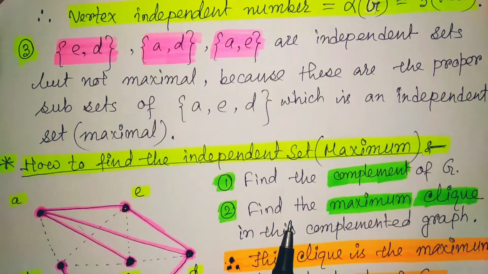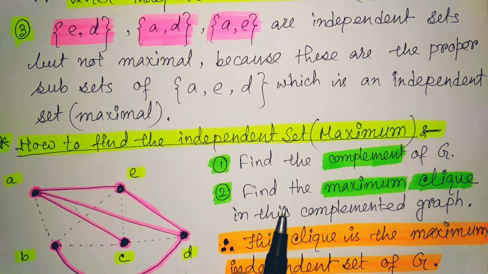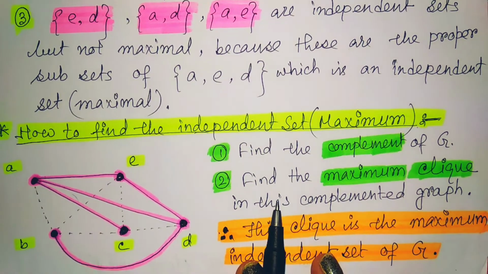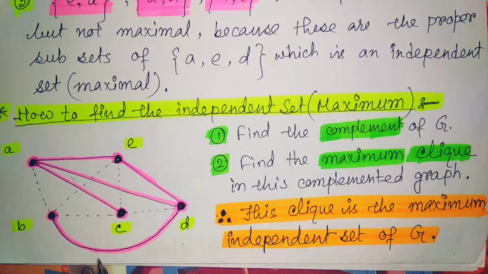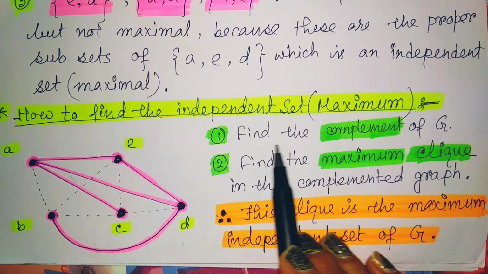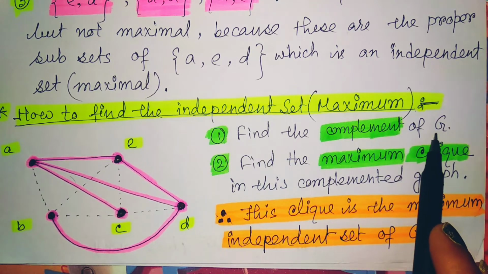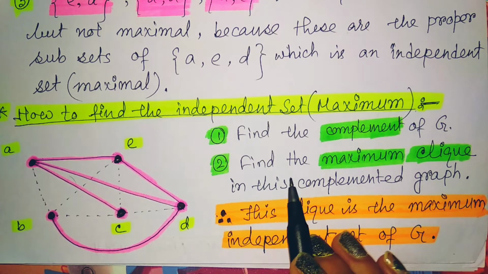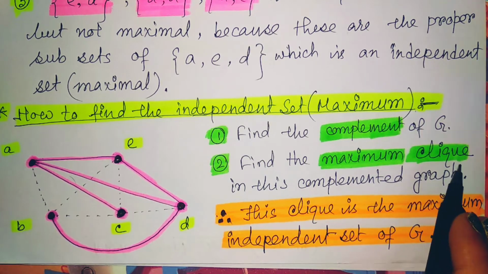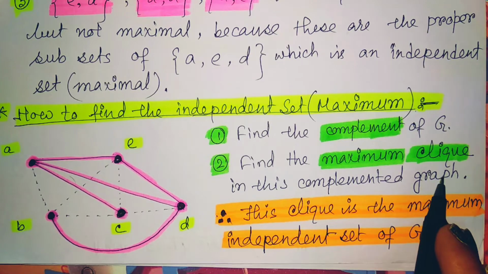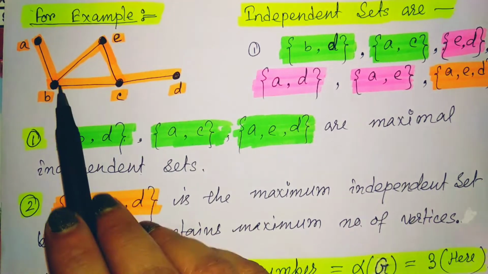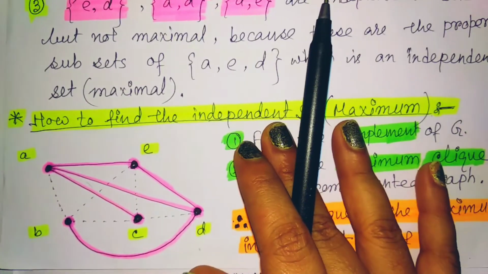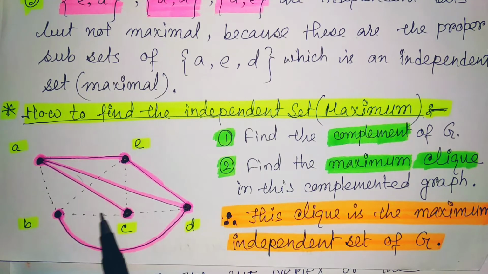So now how to find out the maximum independent set? For that there are two steps. First of all, we find out the complement of the given graph and after that we find out the maximum clique for this complemented graph. So what we will do? Initially this one is our given graph. If we find out its complemented graph, then it should be this one. So this one is the complement of the given graph.